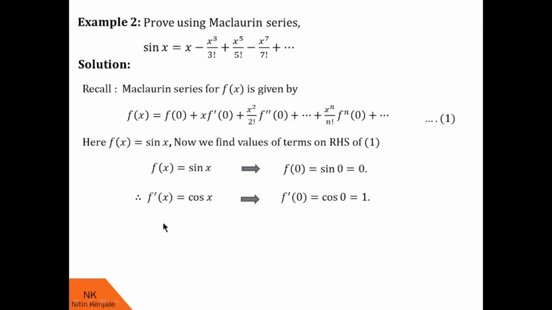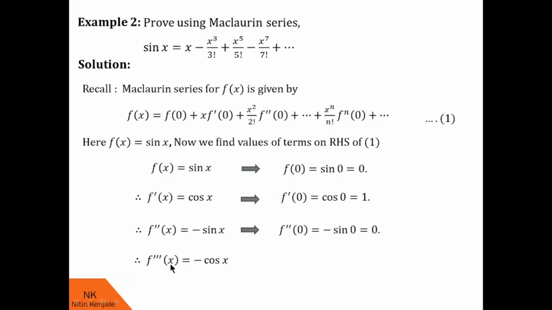Next, we find what is f double dash of x. Derivative of cos x is minus sin x. Therefore, f double dash of x is minus sin x. Therefore, f double dash of 0 is minus sin 0, which is 0.